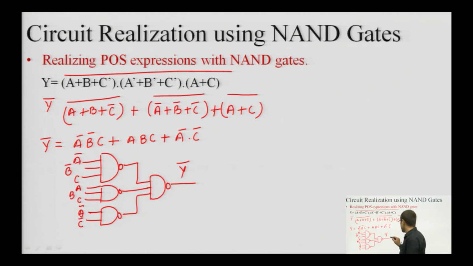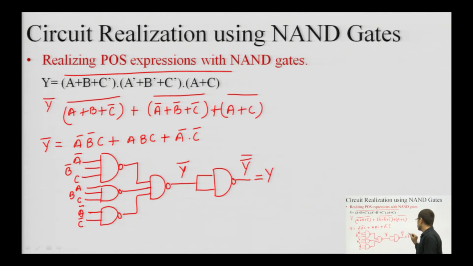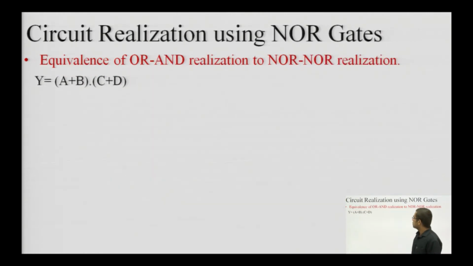I have to place an additional NOT gate here in the form of NAND only to negate this complement. So, this generates Y double complement, which will be exactly equivalent to your Y. So, in this way we can realize POS based expressions with the help of NAND gates. Okay. Similarly, continuing in this fashion for circuit realization using NOR gates.